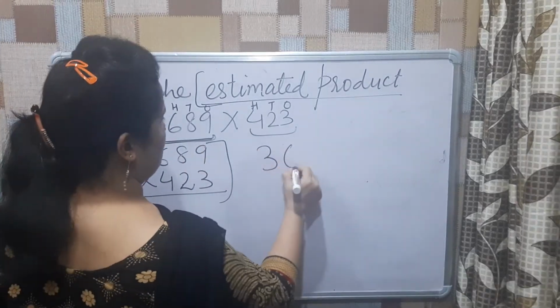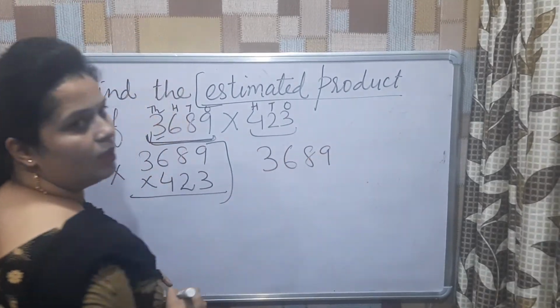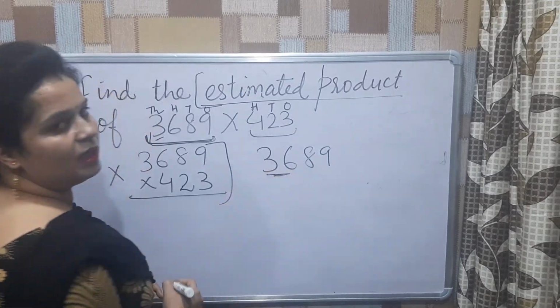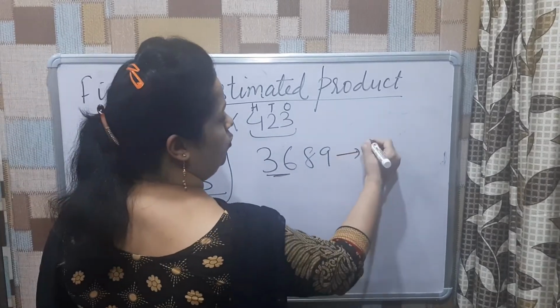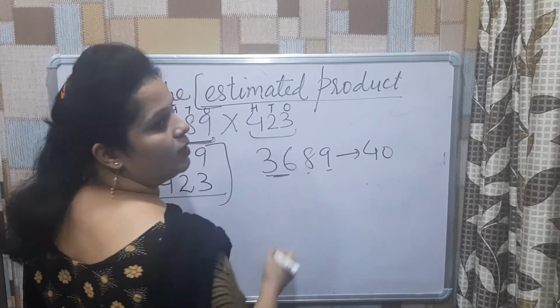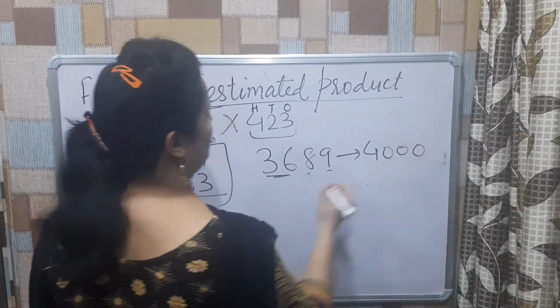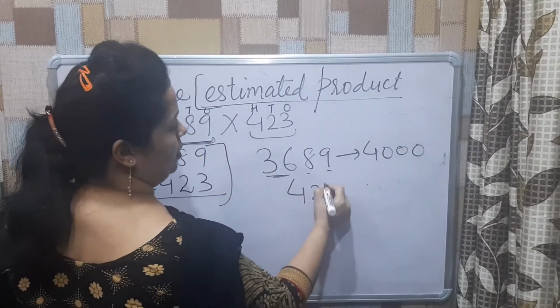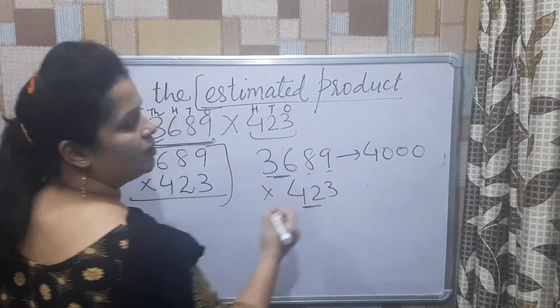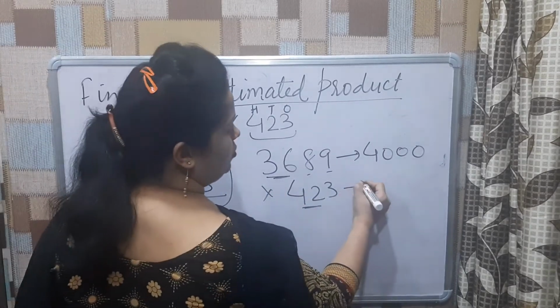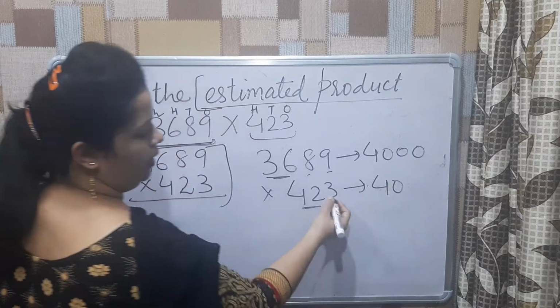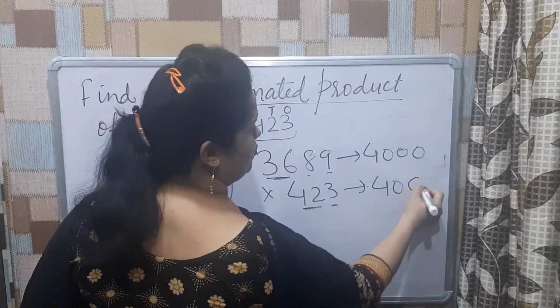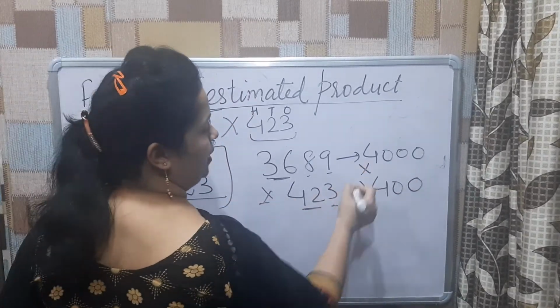Now 3689, rounded off number is, first two digits are 36 and it is closer to 40, and the rest of the digits are replaced by 0. Now 423, I have to multiply. First two digits are 42, 42 is closer to 40 and 3 is replaced by 0. And what I have to do? I have to find out the product.